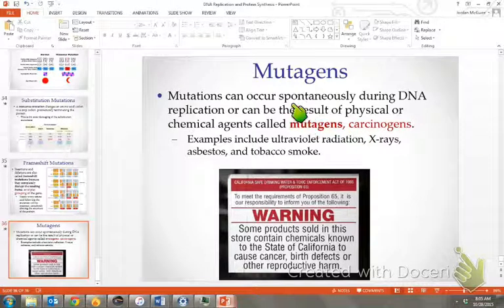So mutations can occur spontaneously during DNA replication, or they can be the result of a physical or a chemical mutagen or a carcinogen. Diesel smoke is a carcinogen, is a mutagen. Ultraviolet radiation causes skin cancer, x-rays, asbestos, tobacco smoke, all of this is known facts. And so you'll see warning labels like this to tell you, hey, watch out, we know that this is a known carcinogen or a known mutagen, meaning it can cause DNA replication errors in some way. And that's pretty much it.